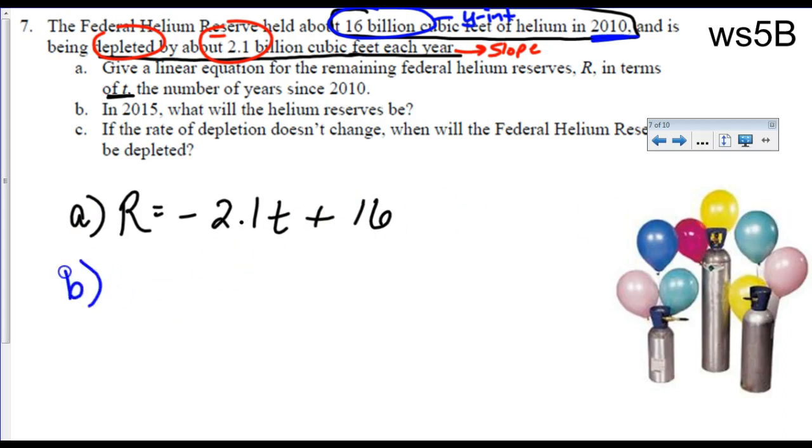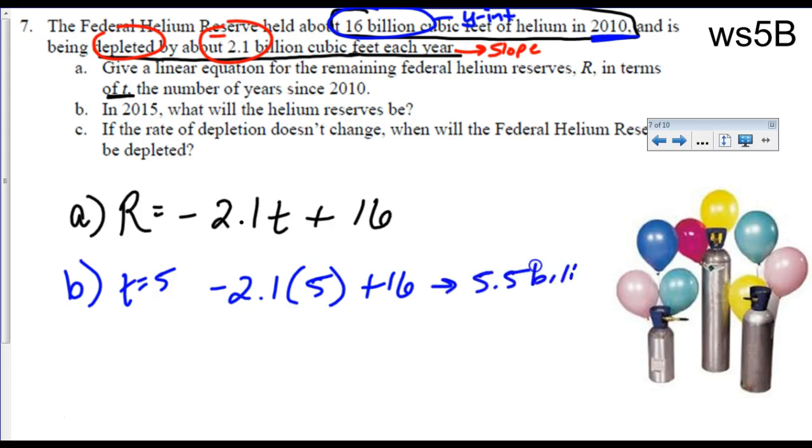So for part B, in 2015, how much will the reserve have? I don't know. But I know in 2015, that is 5 years later, so we're going to use T equals 5. So negative 2.1 times 5 plus 16. Oh, I think I calculated this one already. 5.5 billion cubic feet. Make sure you label. We're a stickler for that in PreCalc.